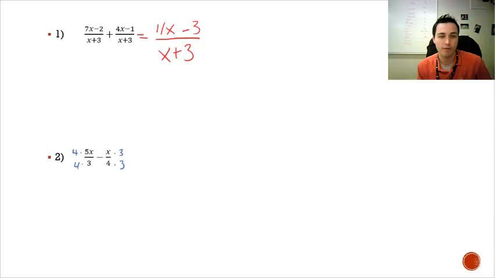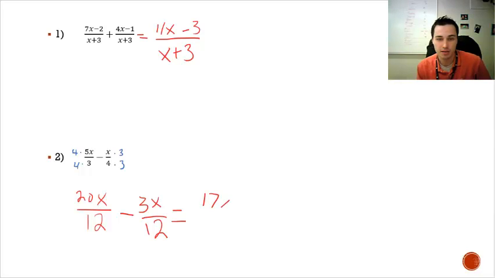So working that out, 4 times 5x is 20x. On the bottom, 4 times 3 is 12. 3 times x is 3x, and 4 times 3 is 12. Bottoms do match, so now I can combine any like terms. 20x minus 3x are like terms and makes 17x. And then the fraction 17x over 12 cannot be simplified, so that's done.